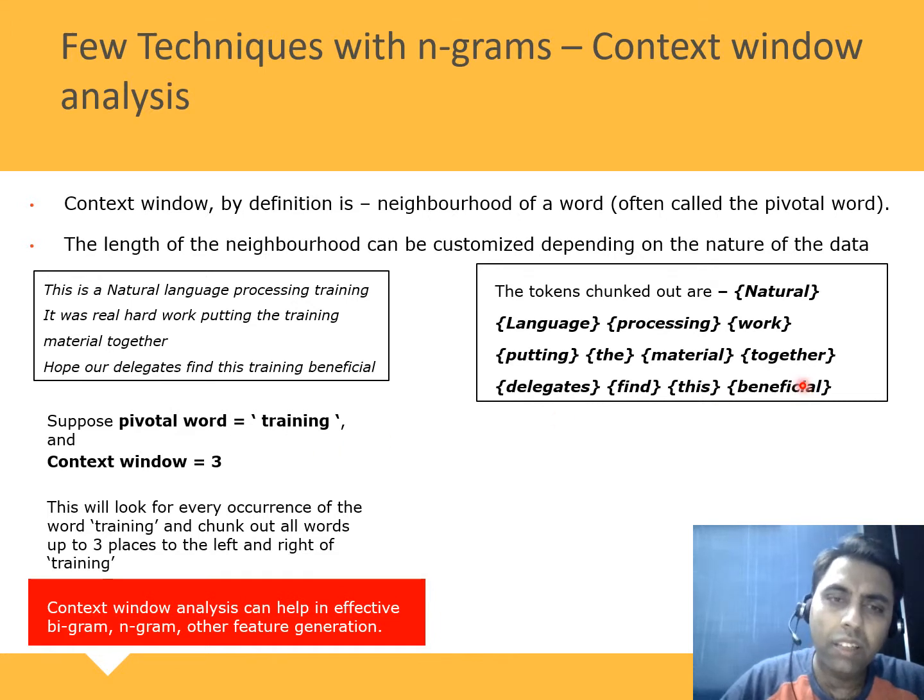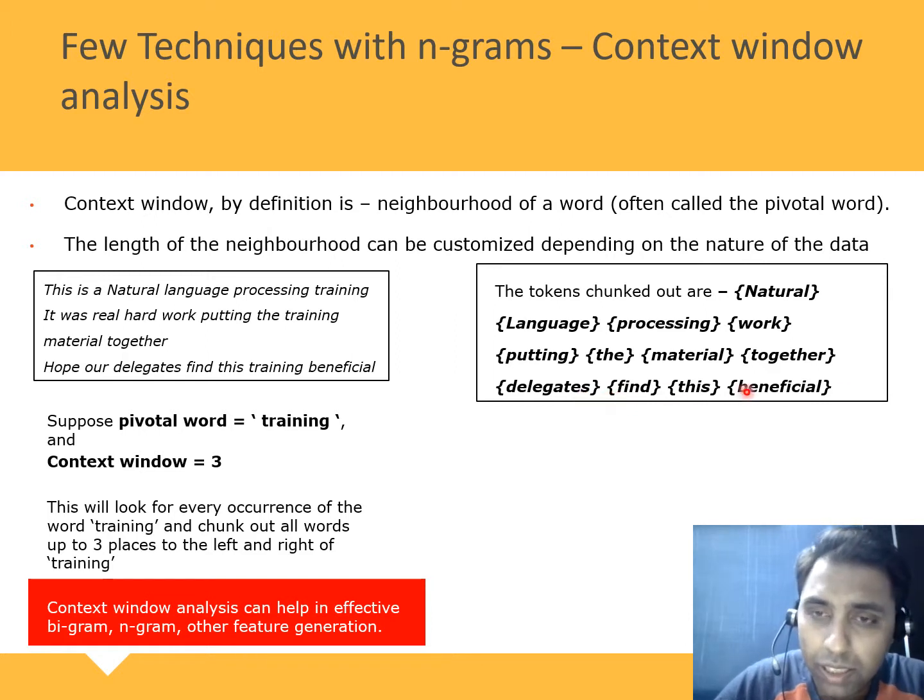So once I have done that, I can now imagine that this is a collection of words about not just natural language processing training but about all sorts of data science trainings, right? If I strip out the words in the neighborhood of training, in this case I understand what the training is all about. Is it about NLP? Is it about something else? So I find out some context about the pivotal word training, right? And I also find out that whenever I'm talking about the training, I'm talking about the training material as well. I'm also talking about the delegates who will perhaps be taking or attending this training. So that is the kind of context that I get.